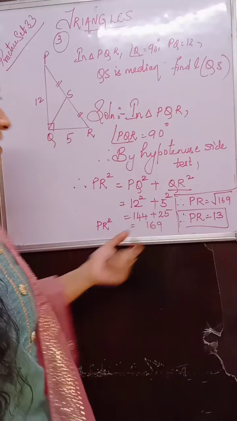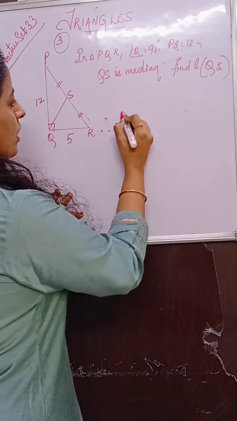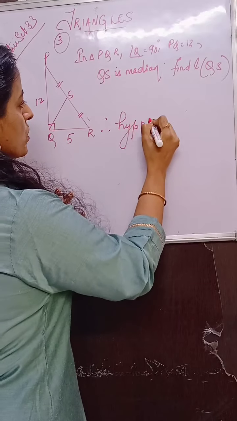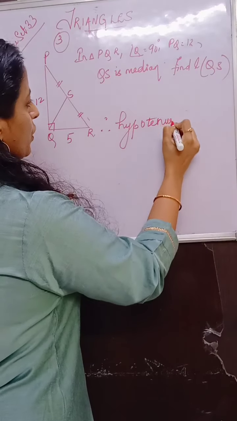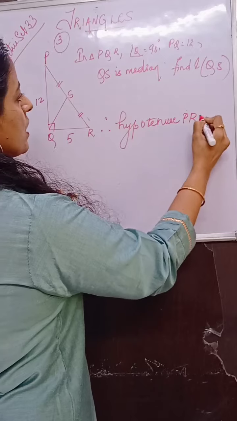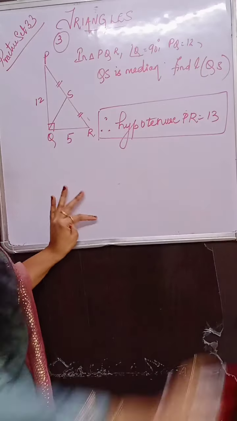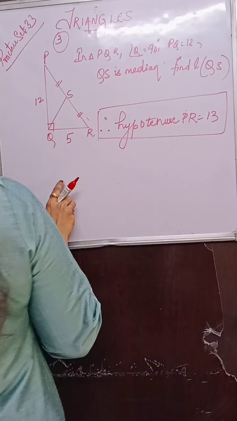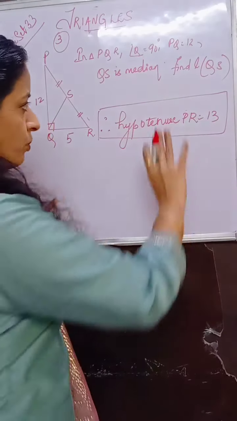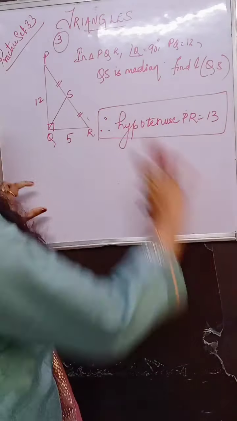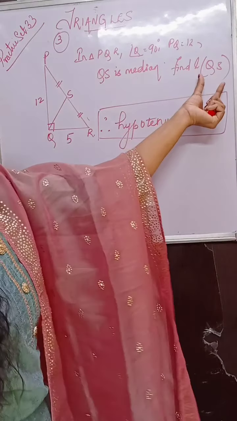Okay. So after this step you will write, therefore, hypotenuse PR is equal to 13. 13 you got? Centimeter something? No unit. So you will only write 13. Now hypotenuse we got. Let us find out QS.